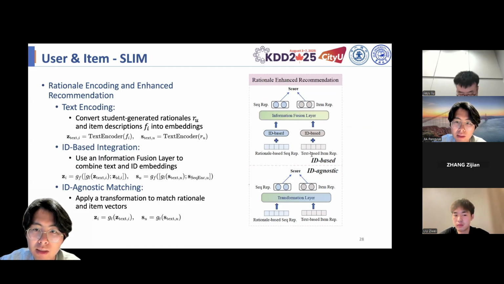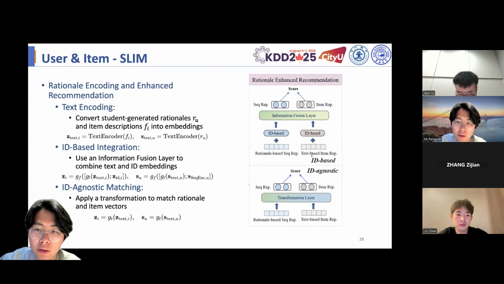So this slide presents how SLIM applies the reasoning knowledge from the student model to the recommendation process. The student generates natural language rationales, RU, which will be encoded using a text encoder like BERT in the first equation. And here FI is the item's description, such as title, brand, or category. This yields a user side and item side embedding in the same semantic space.